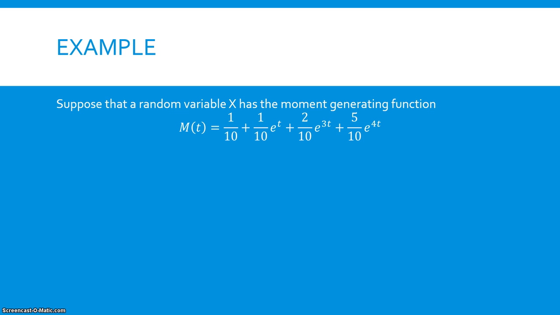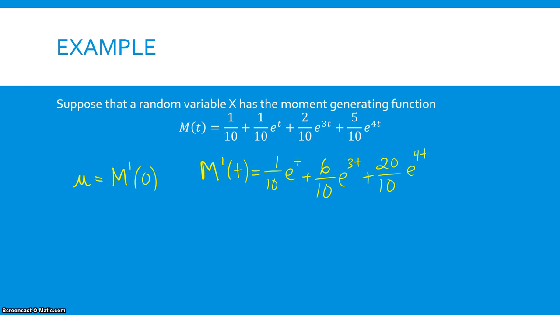Let's look at an example. Suppose that a random variable x has the moment generating function given here. If we want to find the mean of the random variable, that's the first moment. We can take the first derivative of that moment generating function and evaluate it at t equals 0. Here's our first derivative, and evaluated for t equals 0 gives us a mean of 2.7.